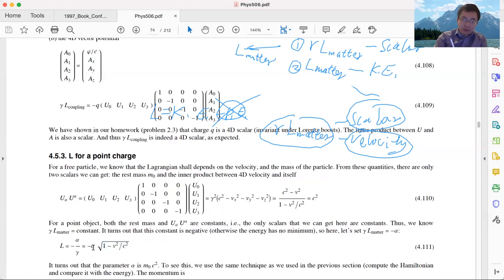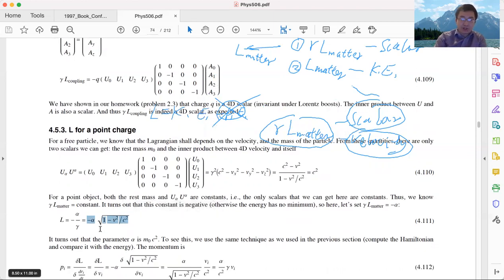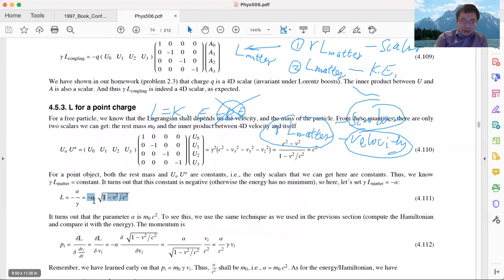We don't know yet what the value of alpha is, which needs experimental measurement, but we know there is a constant alpha here. Up to this constant, we already know what the Lagrangian is. We will determine this constant alpha slightly later. It turns out this alpha is an old friend we are very familiar with. It is actually the rest mass times the speed of light squared. In other words, alpha is the rest energy of my point charge, the energy of my point particle when it's not moving. It's m0 c squared. And this quantity is a constant.